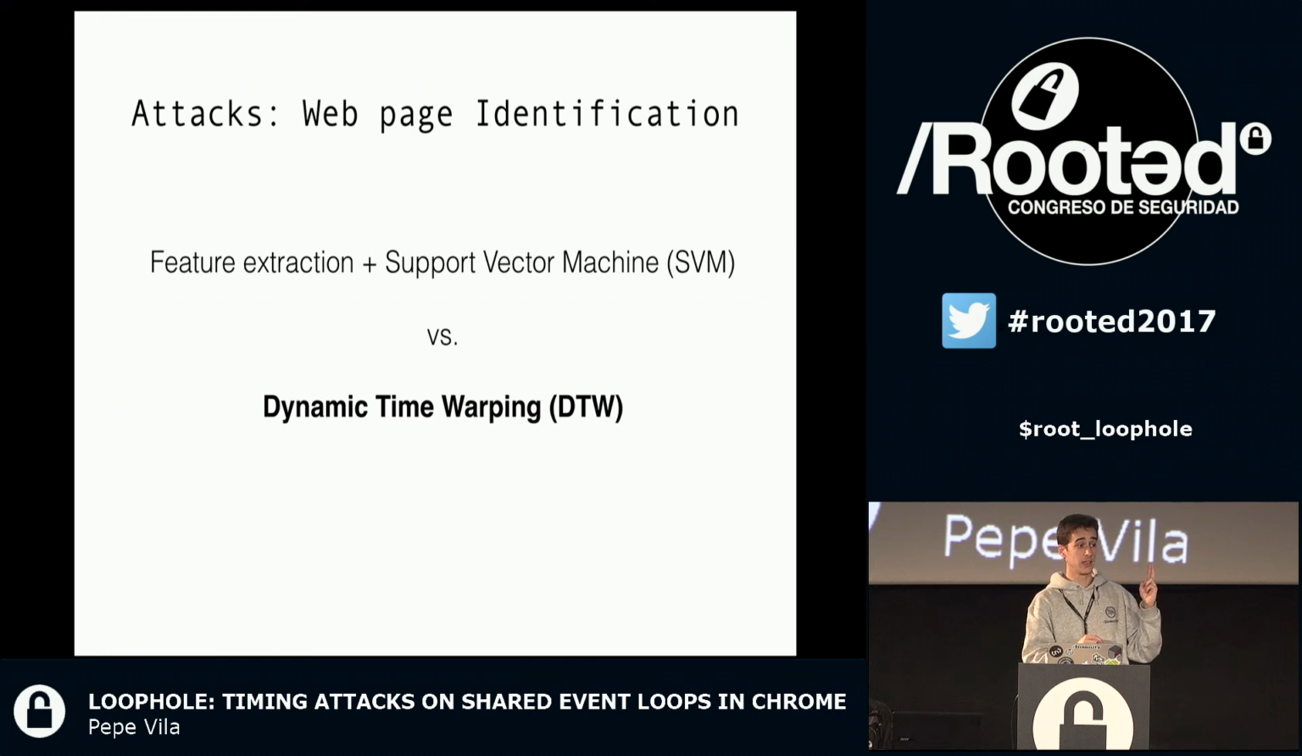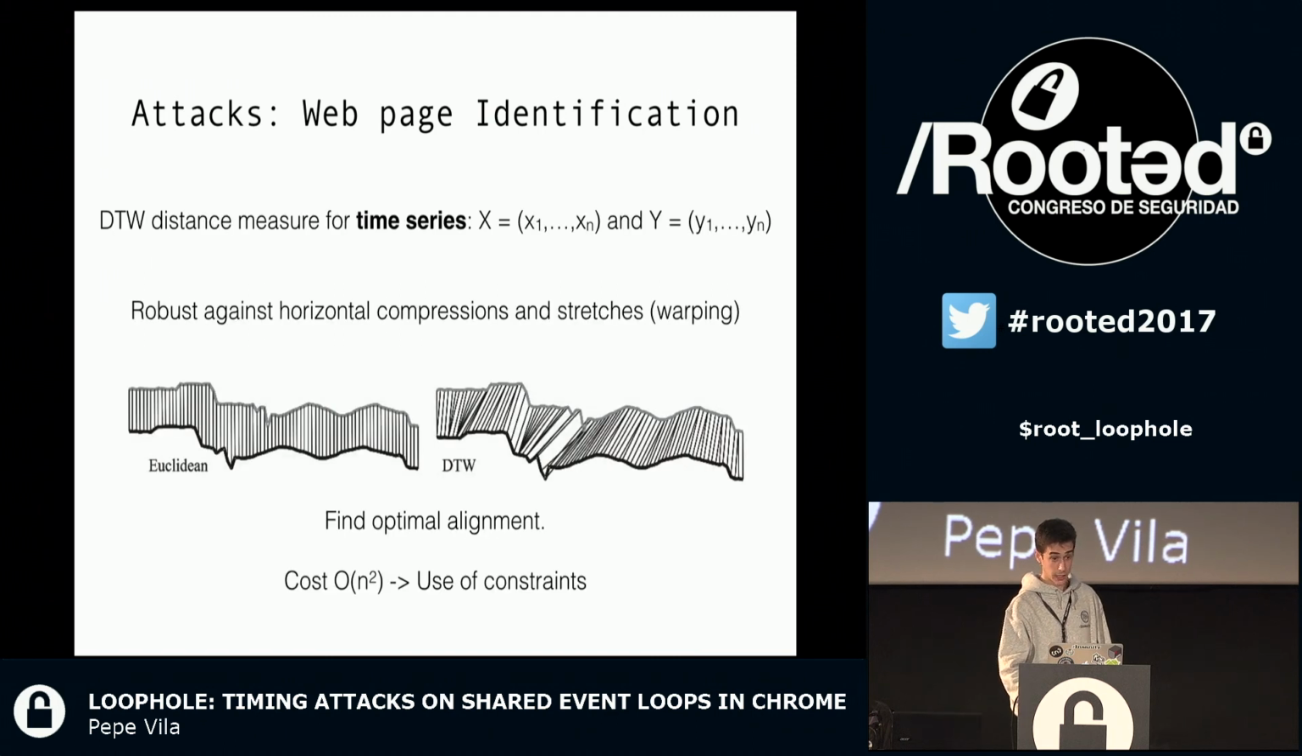If we have a vector with two features, that is translated into a plane. We train it with the data that we have, and with the support vector machine we try to generate a model that would tell us about the line that separates the two clusters of the different elements. And then the other approach is dynamic time warping. This is the one that I chose.